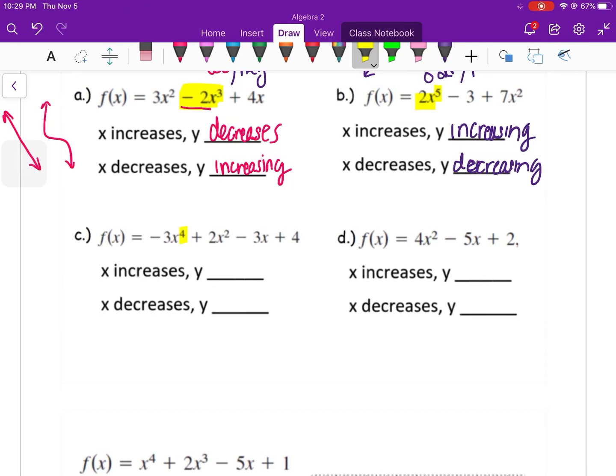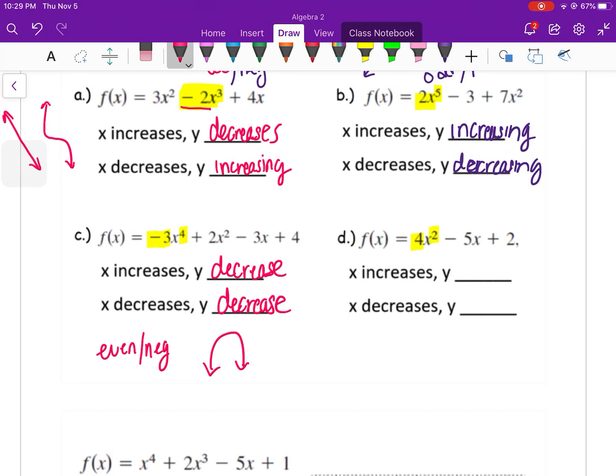In C, I have an exponent of 4 and a negative coefficient. So this is an even function with a negative value. This is like the parabola that's even, but it opens down because it's negative. So it's going to decrease on both sides, either from right or left.